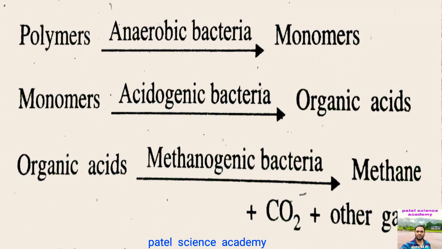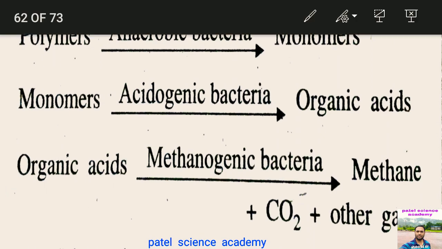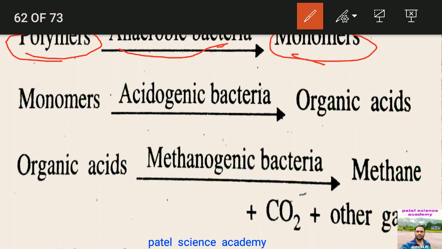So before we go in the depth of that topic, I would like to explain those three steps in short. So the first step includes the conversion of the polymers from that waste material. These polymers are converted into monomers. So this is the first step done by the anaerobic bacteria. So what will happen? First, polymer will be converted into monomers in the first step.